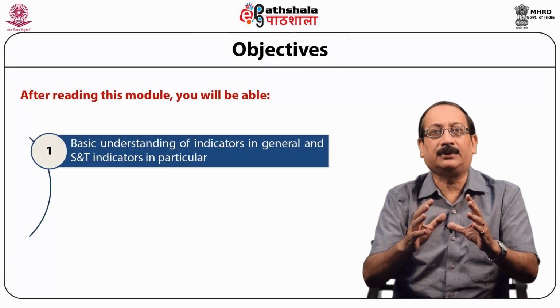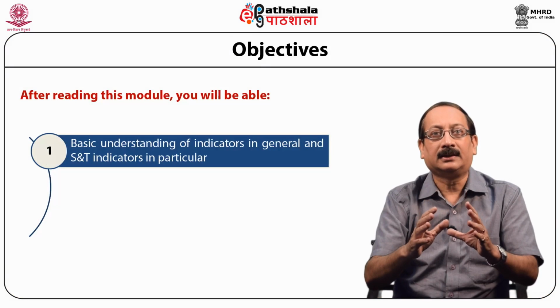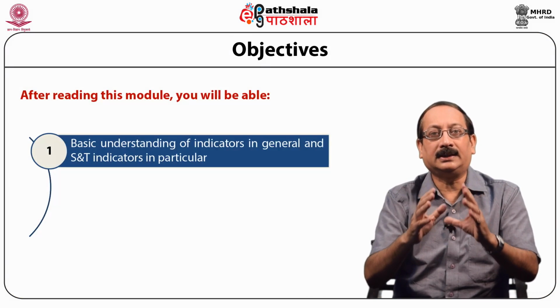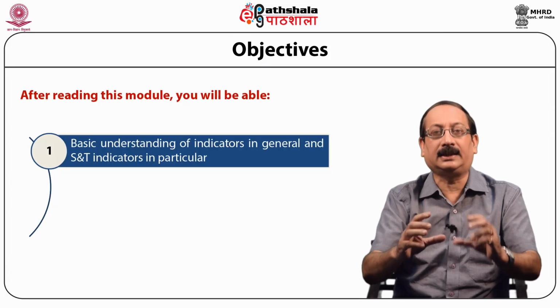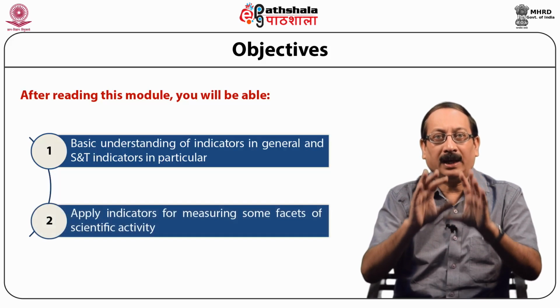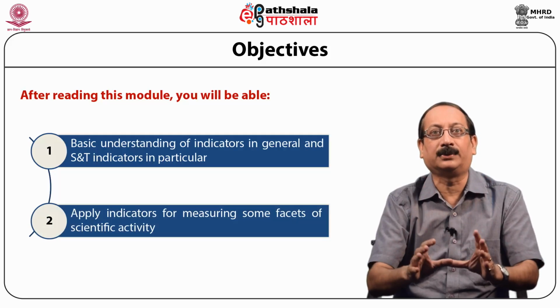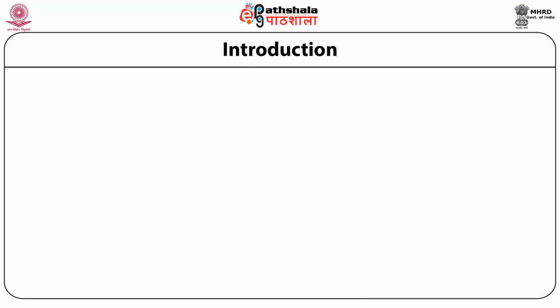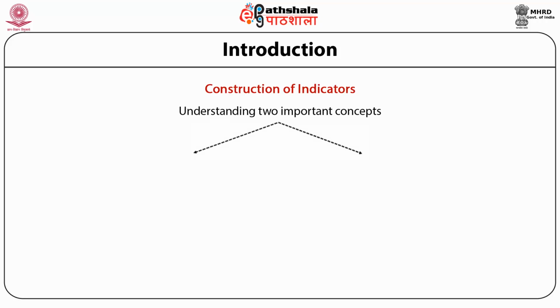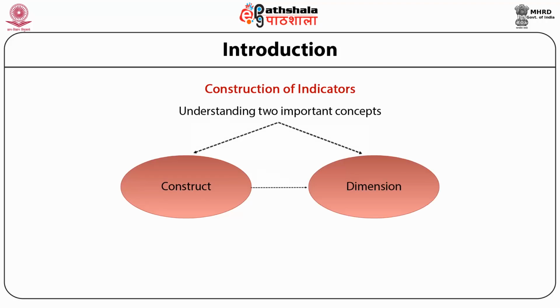The basic objective would be to understand indicators in general and S&T indicators in particular. Apply indicators for measuring some facets of scientific activity. In this slide, we discuss the construction of indicators. We have to understand two important concepts in this: construct and dimension.